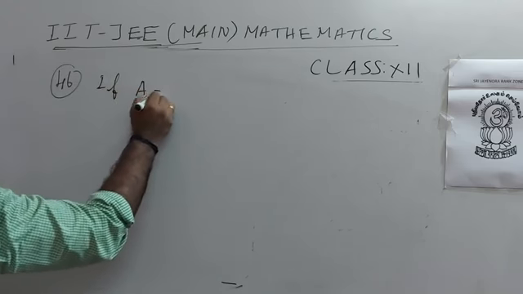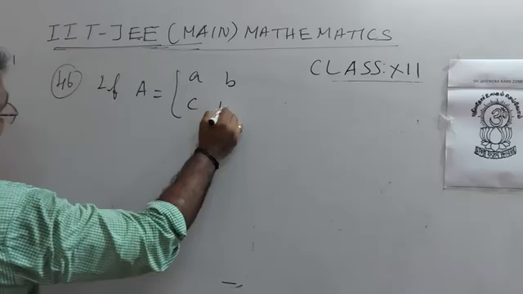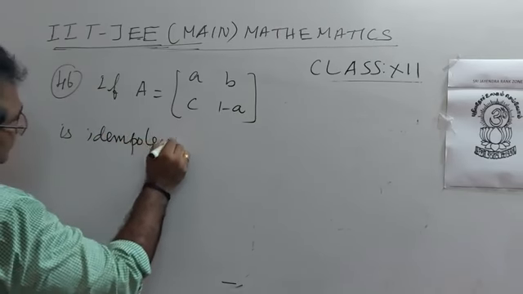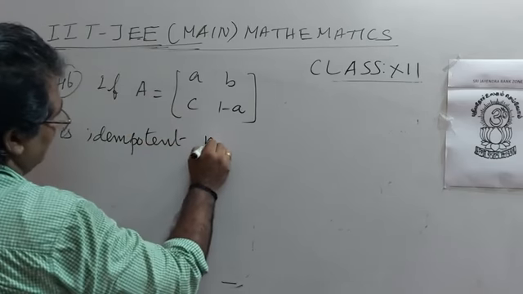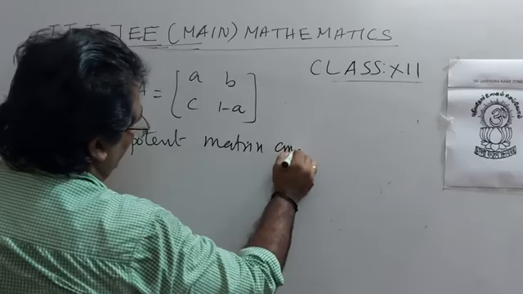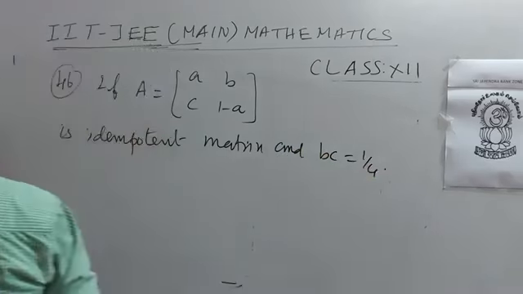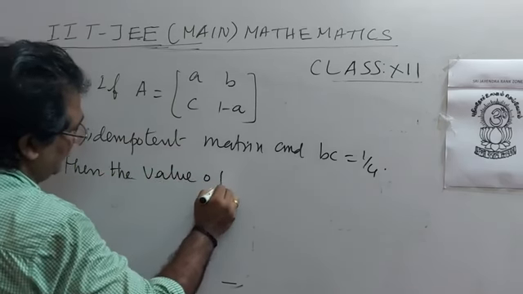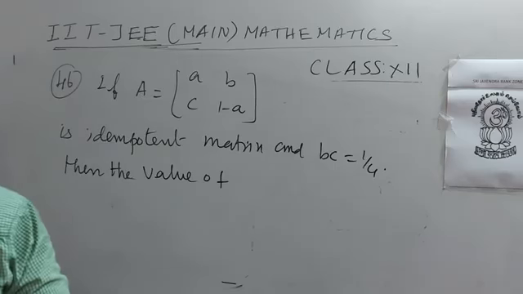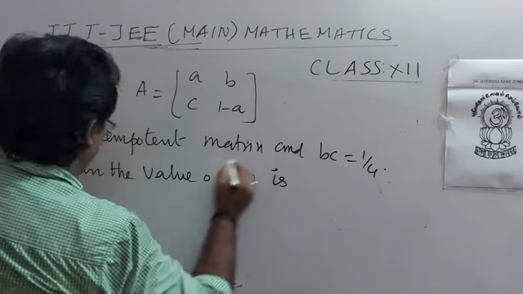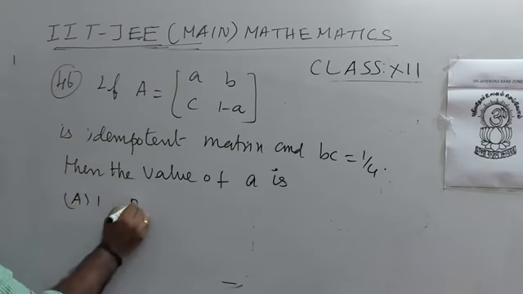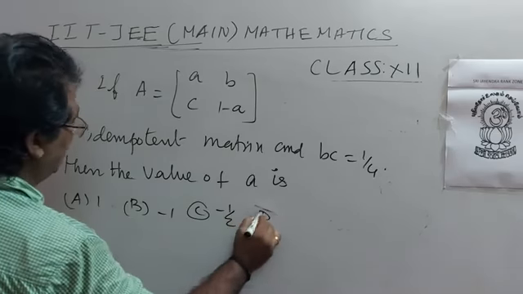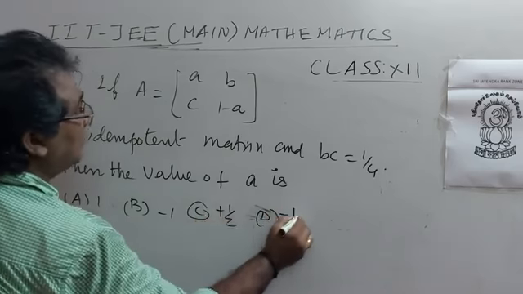If A equals [[a, b], [c, 1 minus a]] is an idempotent matrix, and bc equals 1 by 4, then the value of a is: 1, minus 1, minus half, plus half, minus half.